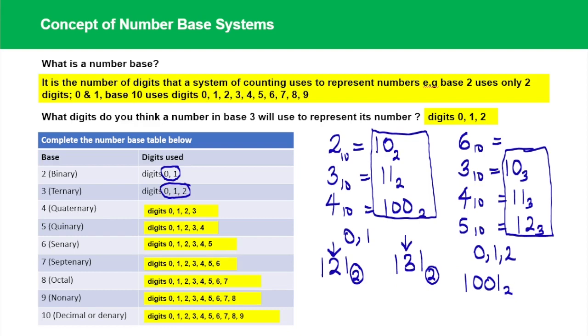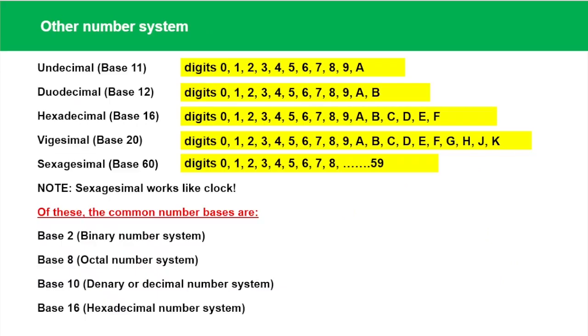Apart from the number-based systems listed on this table, there are several other number-based systems that are worth mentioning. We have the undecimal number-based system, which is base 11. We have the duodecimal number-based system, base 12. Hexadecimal number-based system, base 16. Vigesimal number-based system, base 20. Sexagesimal number-based system, base 60.